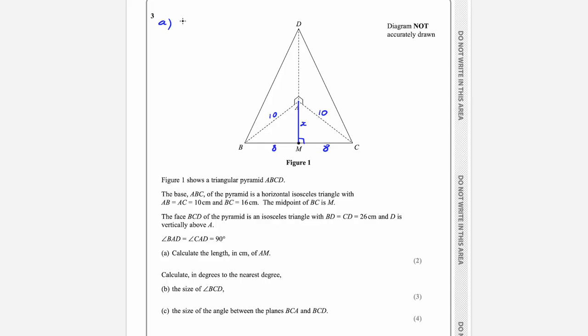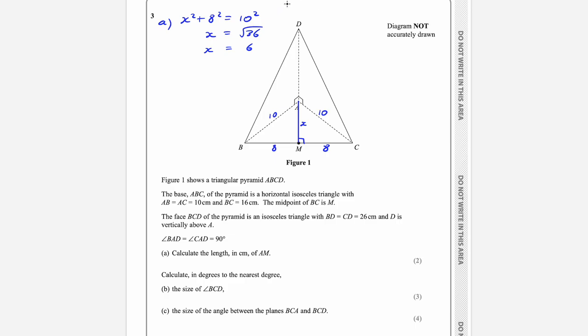So this is just Pythagoras' theorem. And guys, I know this is answer 6 because this is a famous Pythagorean triple, but x squared plus 8 squared equals 10 squared. X is equal to, that's 100 minus 64. It's root 36, which is 6. Okay. B, calculate in degrees to the nearest degree the size of BCD.